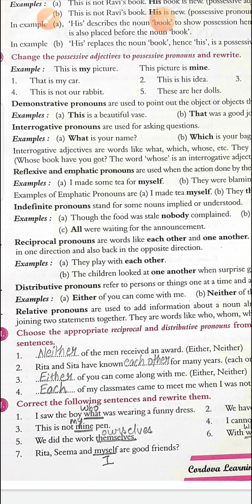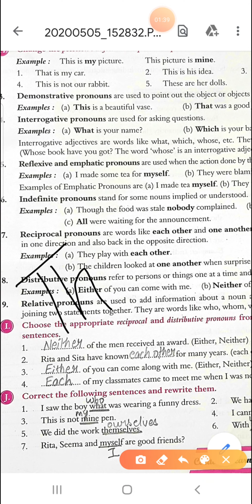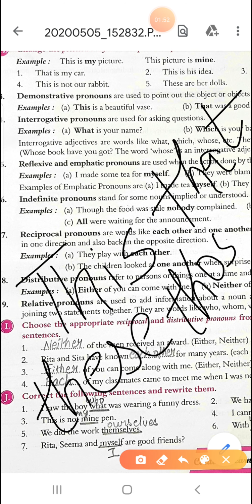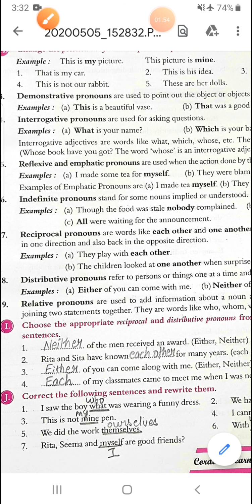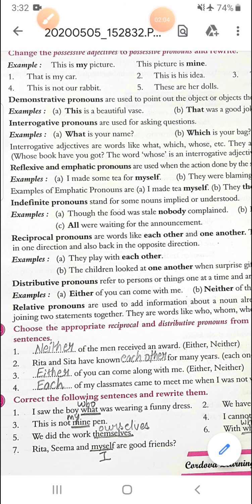The examples of demonstrative pronouns are this, then that, then these, those, etc. This and that are used for singular, and these and those for plural. Understand? So we can say demonstrative pronouns are used to point out an object or point out a noun.